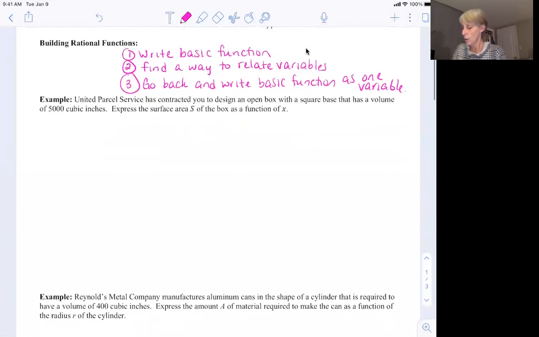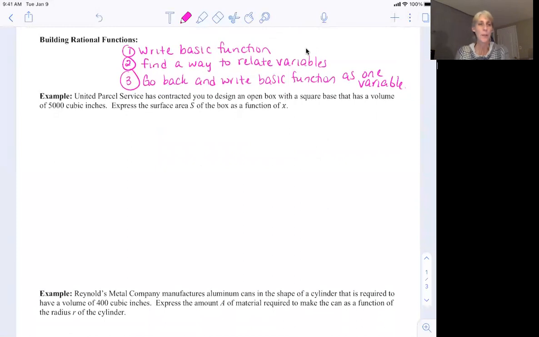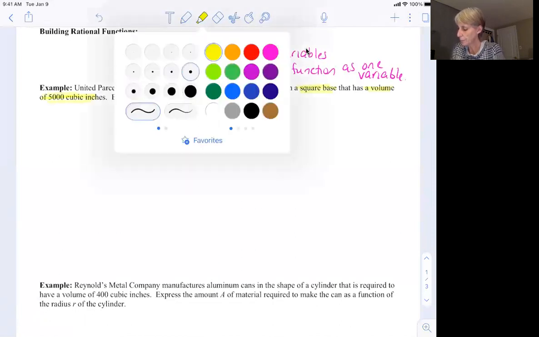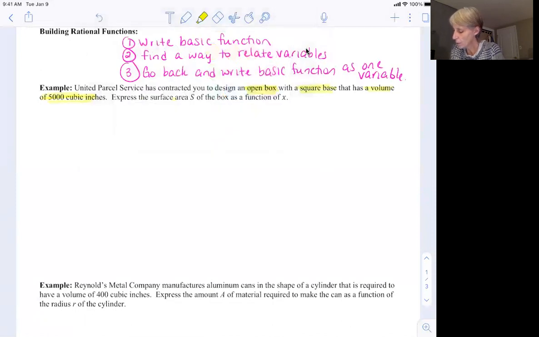Okay. So the first problem we're going to deal with: United Parcel Service has contracted you to design an open box with a square base that has a volume of 5,000 cubic inches. Express the surface area of the box as a function of x. Like I do with all problems, I'm going to highlight what I think is important. Open box, square base, a volume of 5,000 cubic inches, and we're expressing the surface area as a function of x.